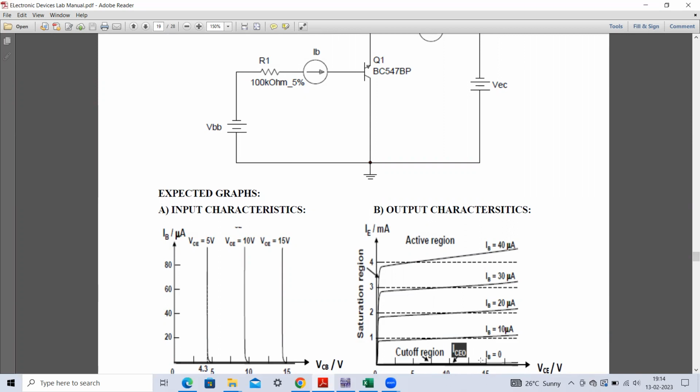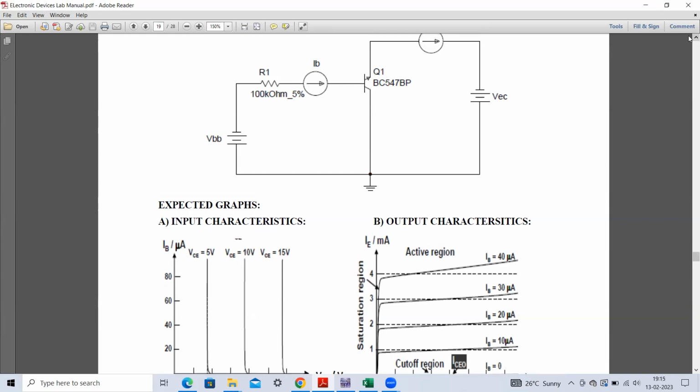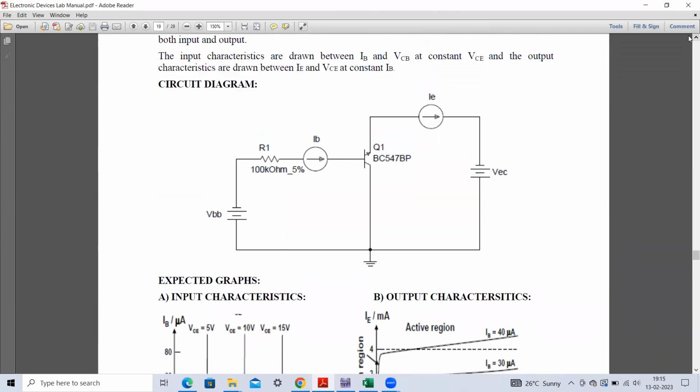Then you can see this family of curves is obtained for different values of base current. Here it is IB equals to 0. This base current will be 0. We have to set this base current by controlling this input voltage. Then again, IB equals to 10 microamps, IB equals to 20 microamps, and IB equals to 30 microamps. So this way, we have to obtain these two curves, the input characteristics and output characteristics in the common collector configuration.